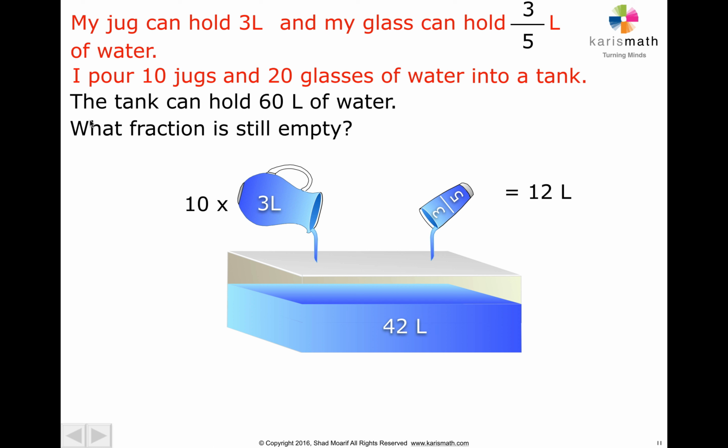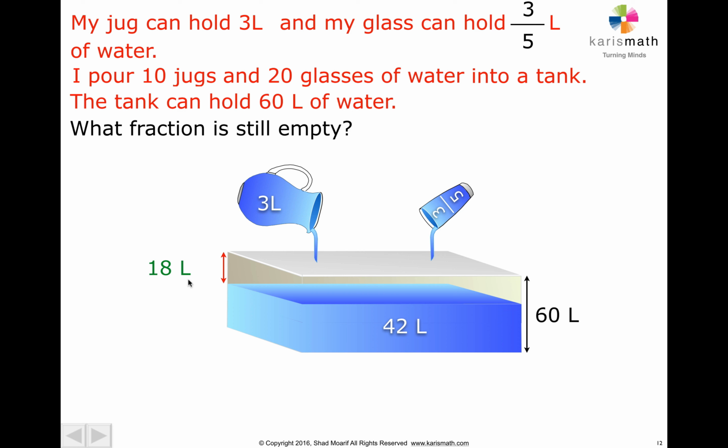Now look at this information. The whole tank can hold 60 liters of water. From here to here, from top to bottom, it can hold 60 liters. And it's already got 42 liters. So what fraction is empty? Well, if you know how many liters are empty, that's easy to find. The liters that are empty is this bit, and this bit is 60 minus 42. So from 60 you take away 42, what do you get? That's right, 18 liters. So this bit, the empty bit, is 18 liters.